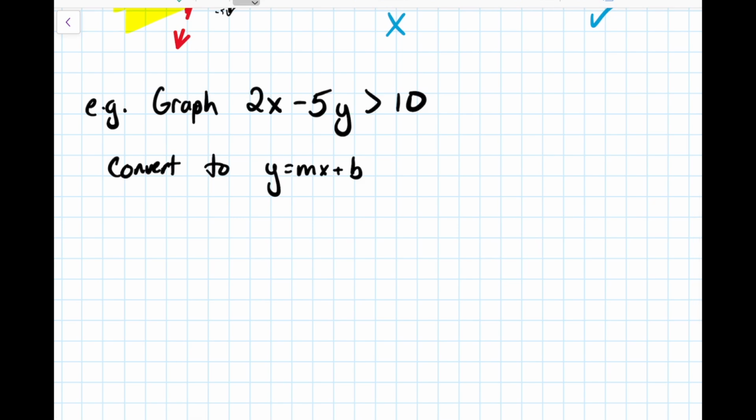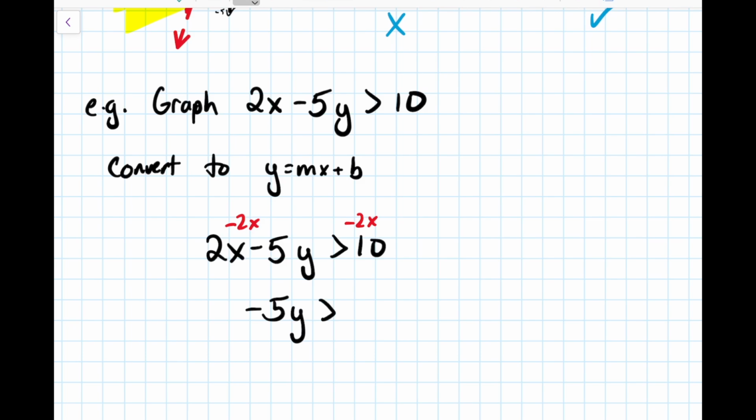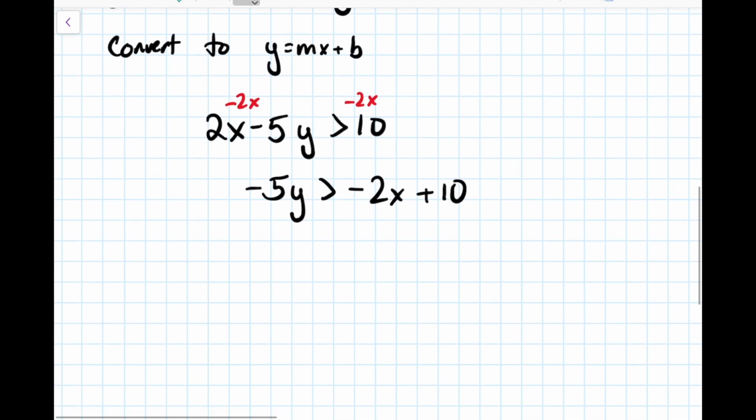So if we want this to be in slope-intercept form, we've got to think, okay, well, what's currently not where I want it to be? So we need the x's to be on the right, so let's start by doing that. We're going to subtract 2x on both sides to get the x's onto the right side of the inequality, which leaves me with negative 5y is greater than negative 2x plus 10. Then we want to move that negative 5, so we're going to divide all of our terms by negative 5.